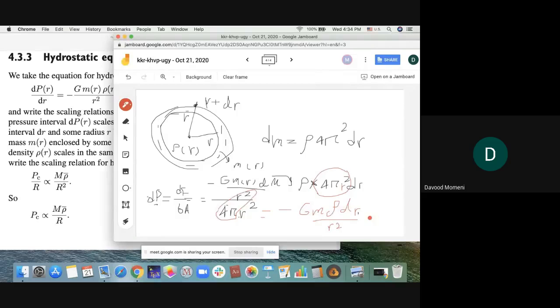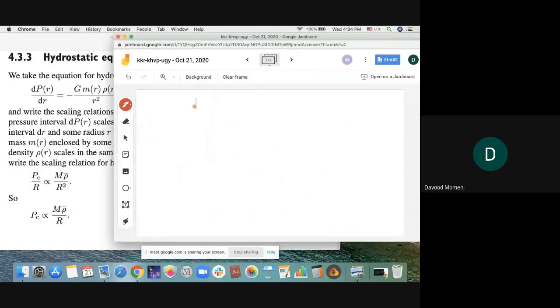Okay. Then the gradient of pressure is dP/dr. So finally dP/dr, this is the derivation of the hydrostatic equation. dP/dr will be minus G M rho over r squared. All right. Still you have rho here, and you have a mass, which is a function of r.